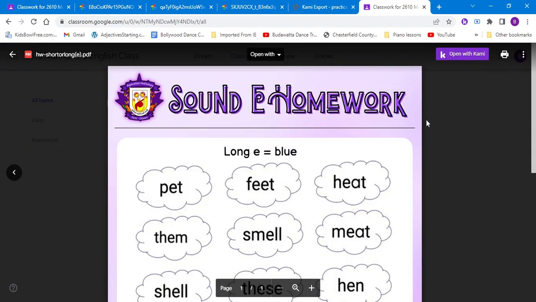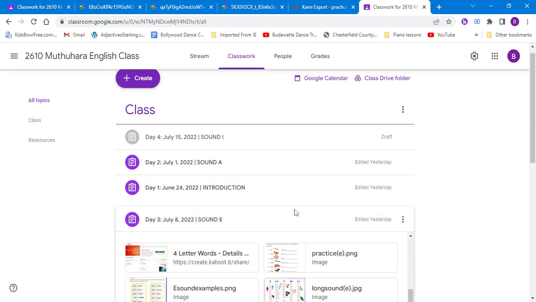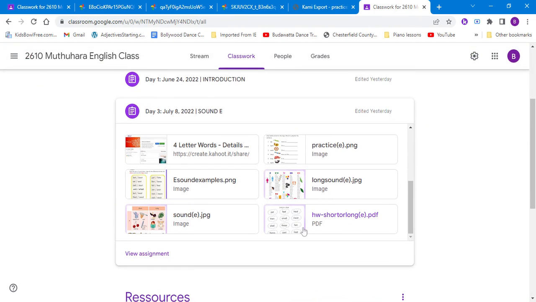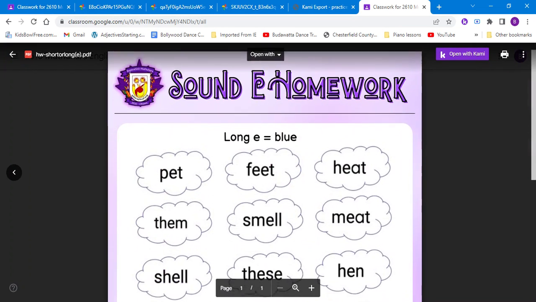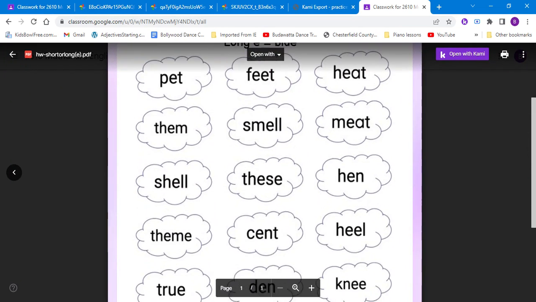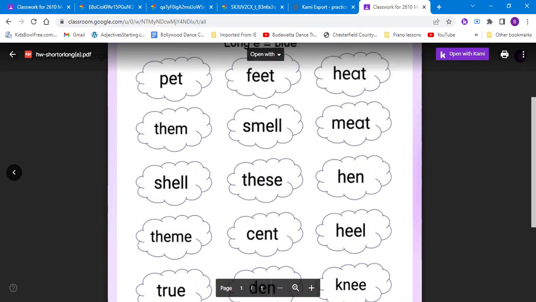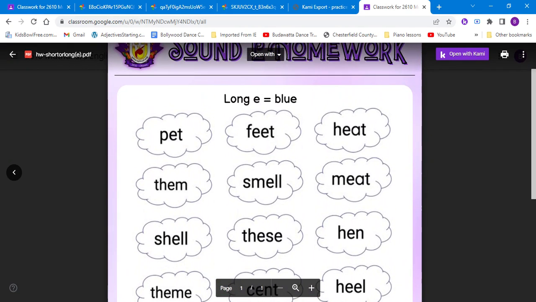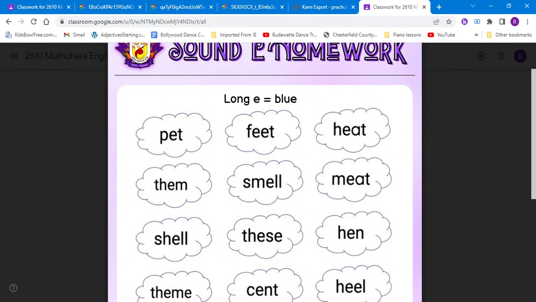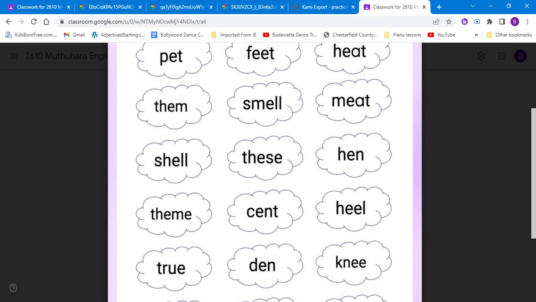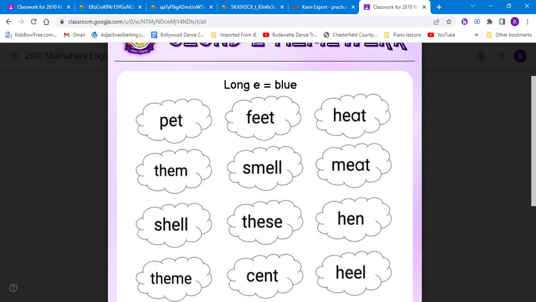We also assigned a homework for the class. This is the homework. These are the words. You had to color the clouds that have the long E word in blue. So you only color the long E words. For the short E words in this homework, you don't have to do anything.